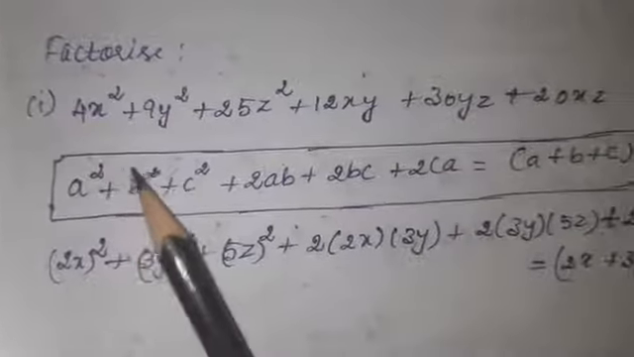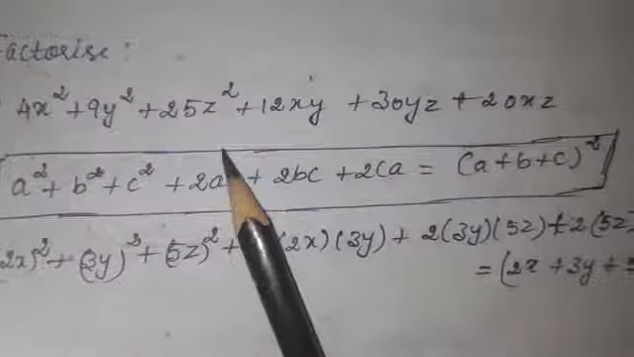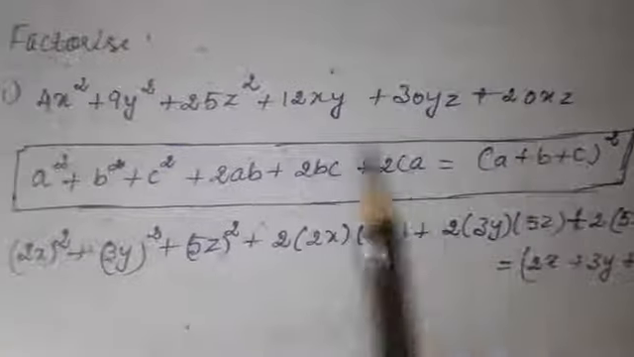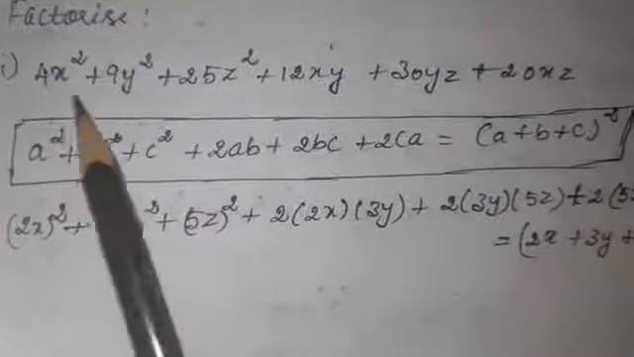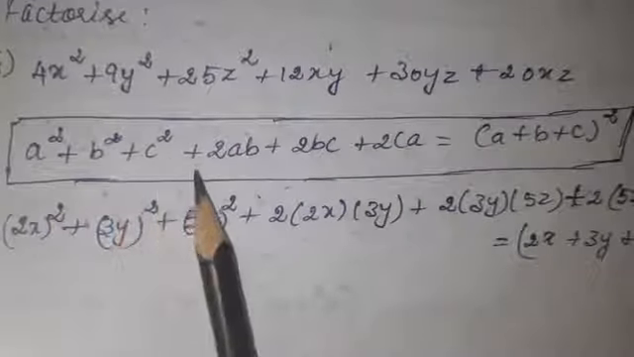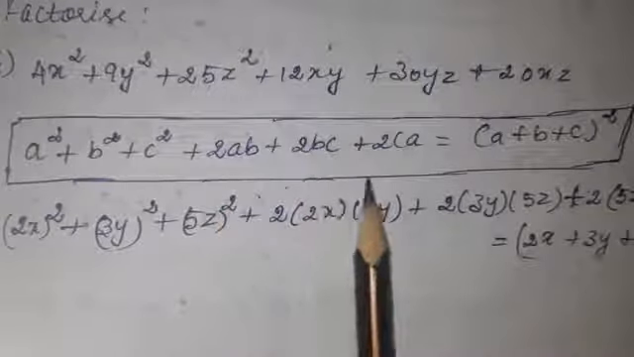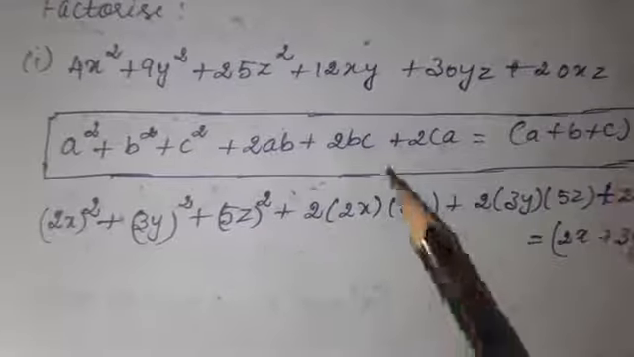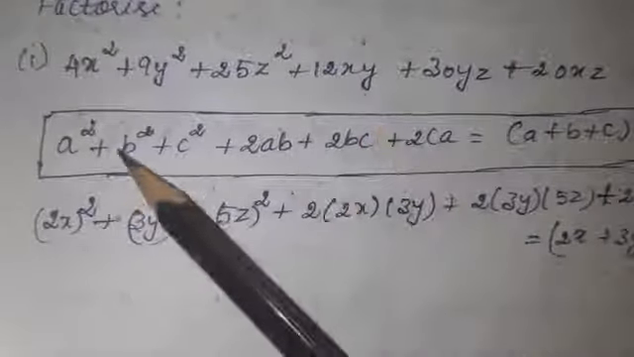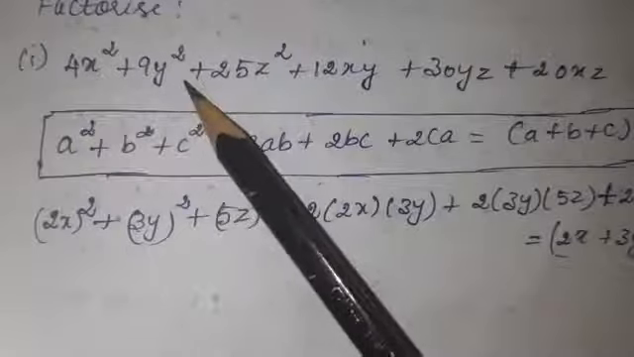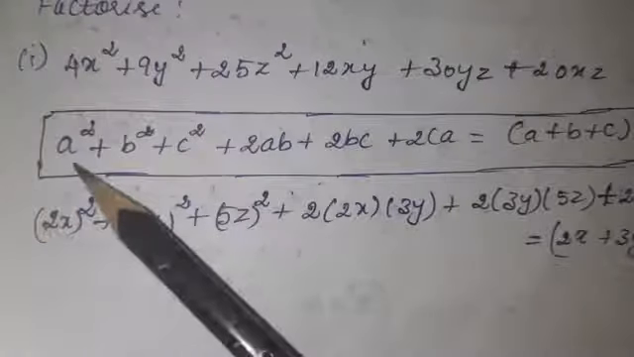Next question, 4x squared plus 9y squared plus 25z squared plus 12xy plus 30yz plus 20xz. The question is to factorize. According to this question, the formula is a square plus b square plus c square plus 2ab plus 2bc plus 2ca is equal to a plus b plus c the whole square. See the question and that formula. So here a square is this one, b square. So according to that I am changing. Compare this formula and that question.